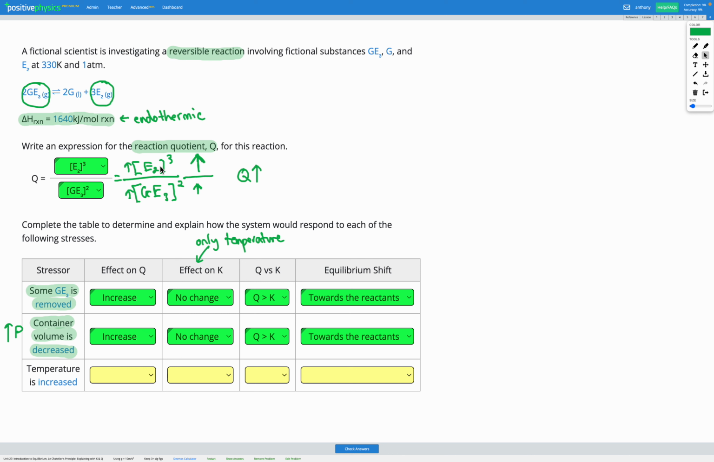So that means that looking at our reaction here, if we're getting more in our reactants and less in our products, that's going to decrease our Q value so that it comes down to eventually equal K when we'll be at equilibrium.